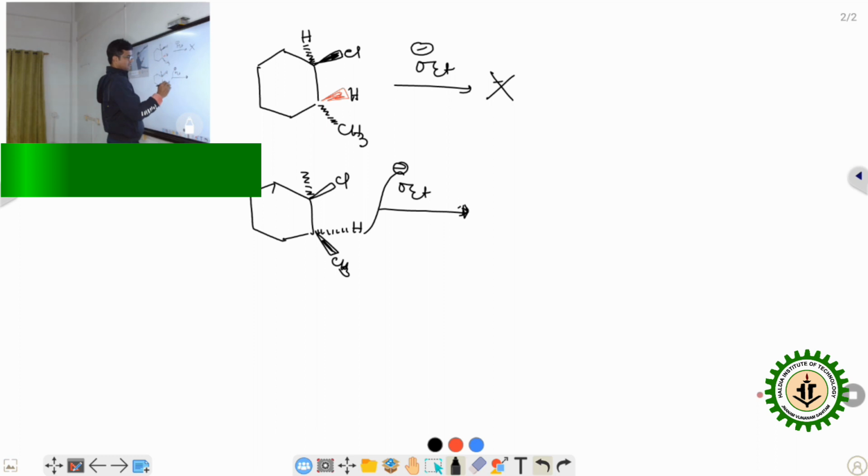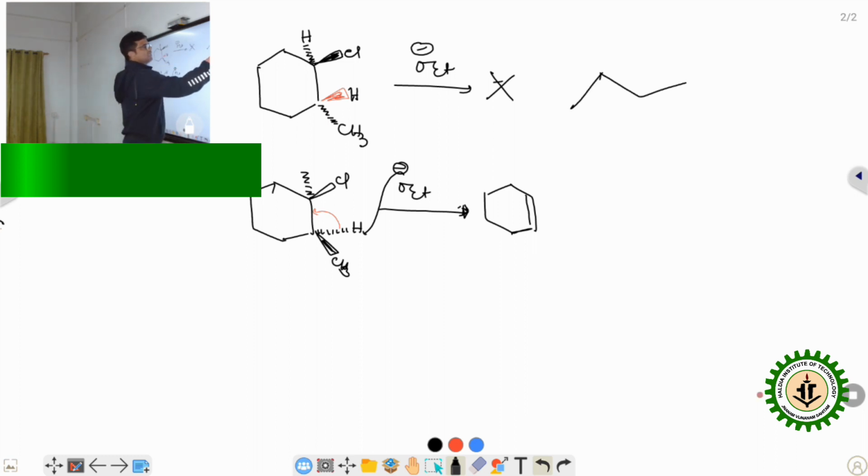So this alkene is formed. And here no cis-trans isomer is possible, because this cycloalkene is not capable of showing geometrical isomerism. Now this is the case for cyclic compounds. And another type of reaction can also be shown here.